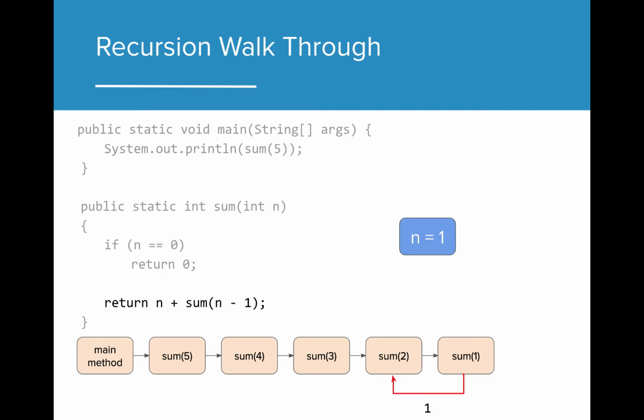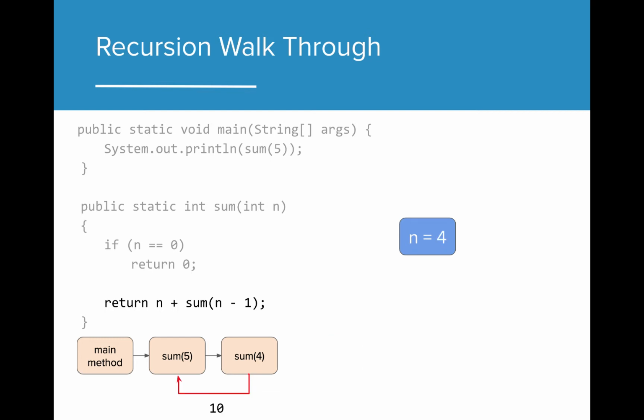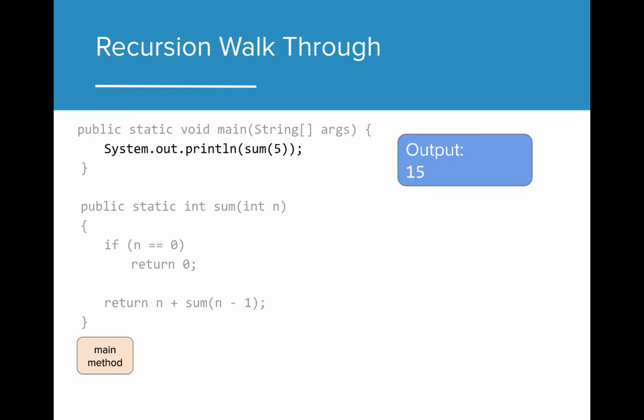This process continues as each return statement now has the information it needs to return the next value. One by one, our returns get completed and our methods get closed out. Each time the value of our sum grows. Finally, we get to the original sum method call and can return the solution back to the call in the main method to be printed out.